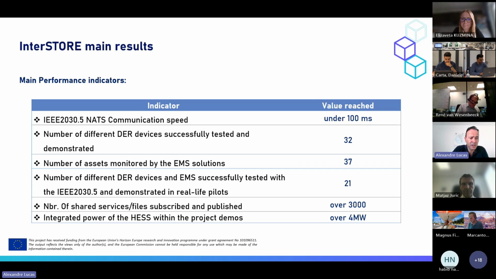And we've used this in different architectures, as I said, and different platforms and devices. The number of different DER devices successfully tested and demonstrated: 32. 37, if we consider the number of assets monitored by the energy management solutions themselves. 21 is the number of different DER devices and models successfully tested with this IEEE 2030.5 in our real pilots. And in terms of battery capacity, we're not talking about little powers. It's already over 4 megawatts. So it's not a negligible thing. We are already using quite sound equipment and installed power.